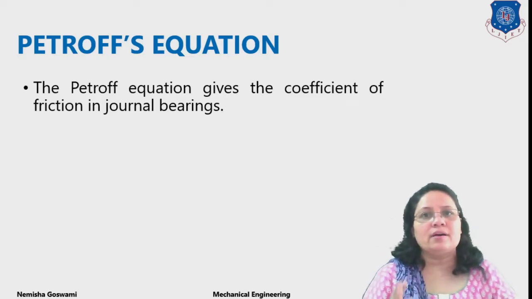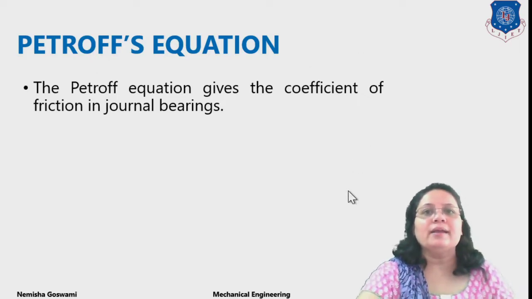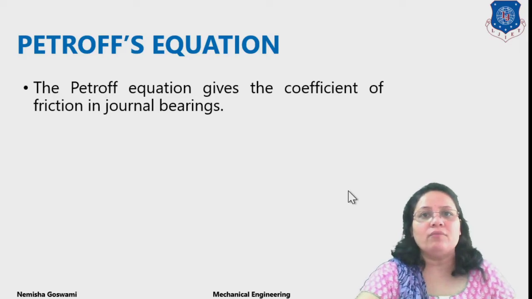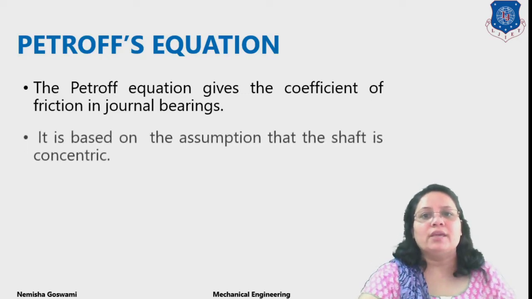In this type of bearing, or journal bearing, generally we use different types of fluid, or you can use liquid, to maintain stability, right? So we use some lubricant. That lubricant has some property of coefficient of friction, right? So you have to find that out by using the Petrov equation.